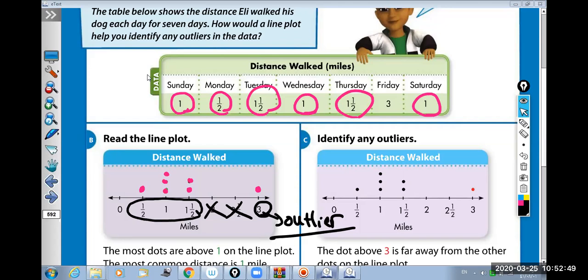Yasin, why is the 3 an outlier? Because it has the longest space. The longest what? Space. Thank you.